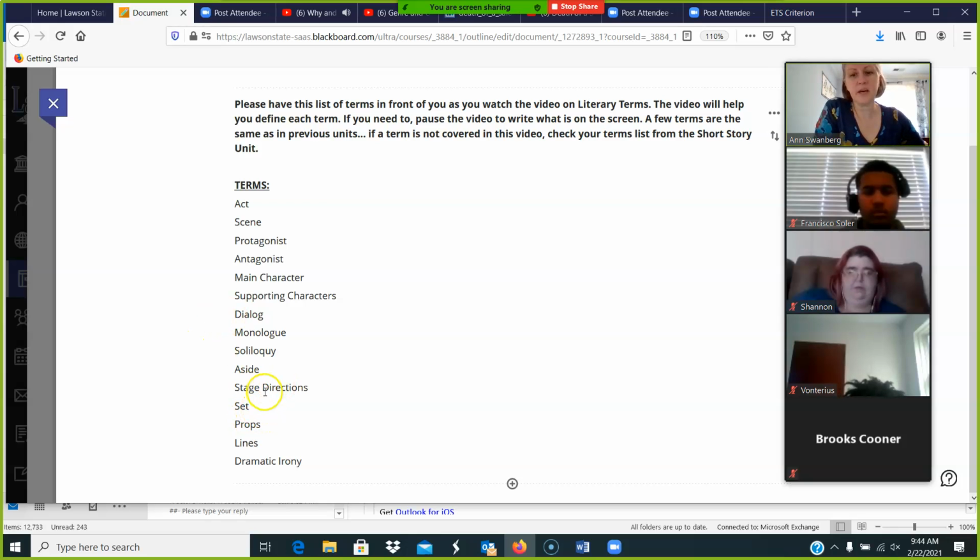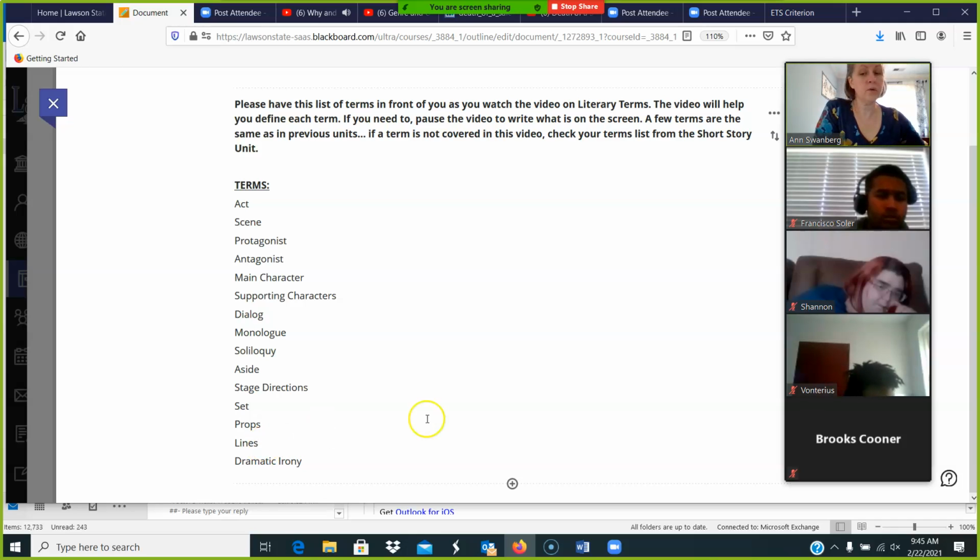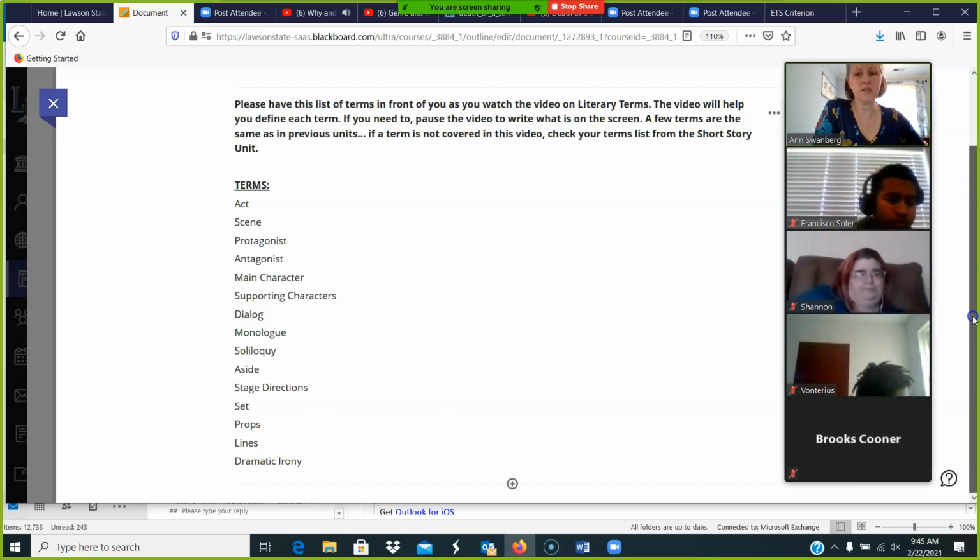And then she talks about stage directions, which we talked about briefly. Stage directions replace the narration that you would see in a short story with directions for the director of the play to know how things should look or work, as well as to direct the actors in what to do. Props are small items that the characters might have in their hands. Lines are the lines that a character speaks, and then she talks some about dramatic irony.